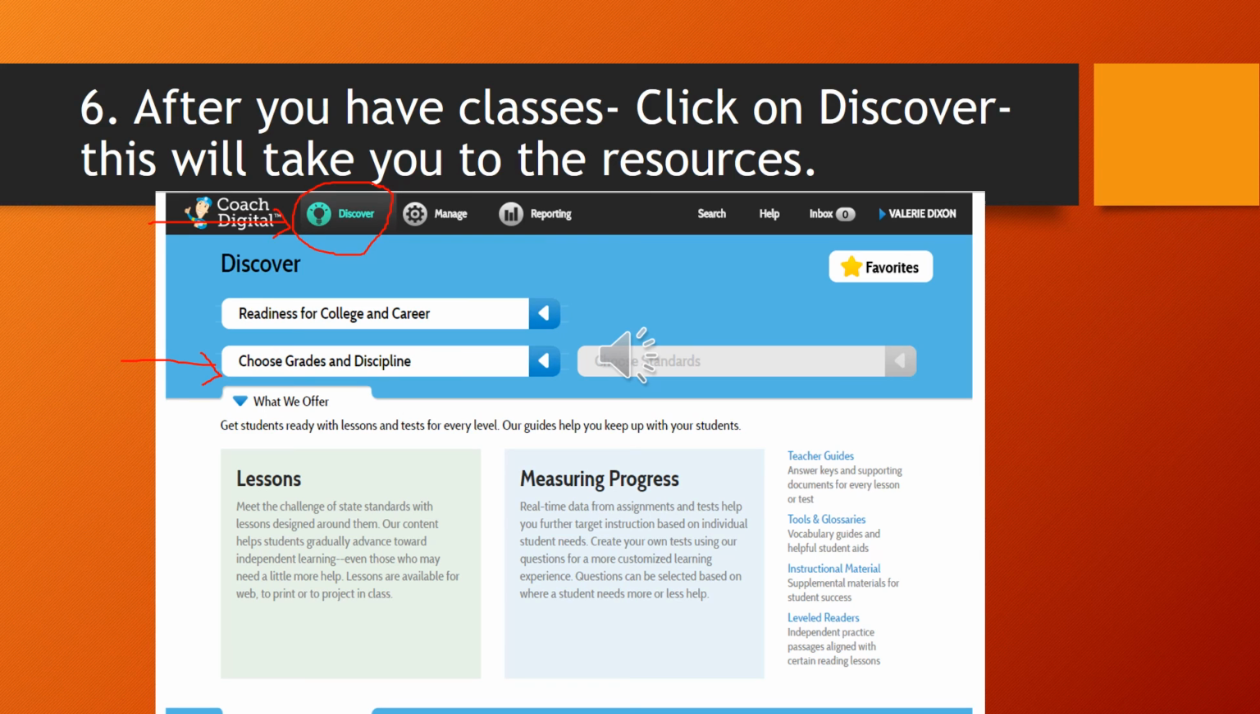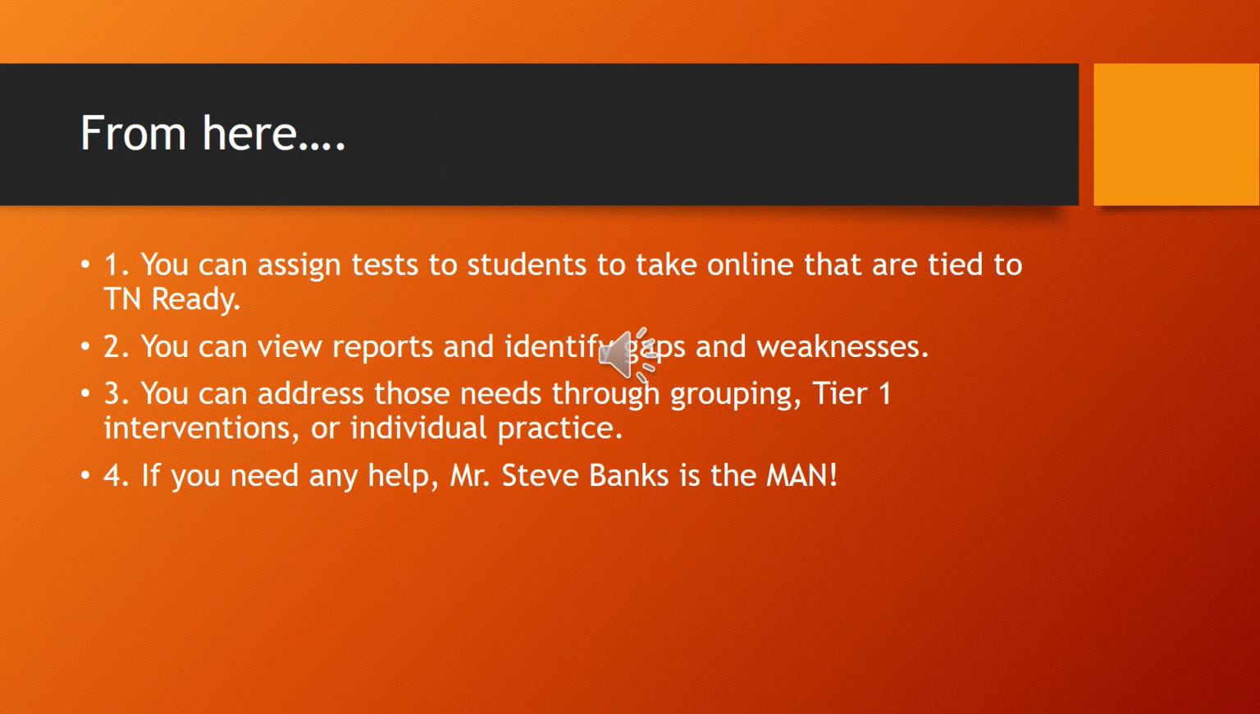If you look at the top line there, discover, manage, and reporting, that should give you some up-to-date, real-time information on how to best leverage your teaching to meet their gaps and close those gaps. So from here, you can assign tests to students to take online that are tied to TN Ready. You can view reports and identify gaps and weaknesses. You can address those needs through grouping, Tier 1 interventions, or individual practice.